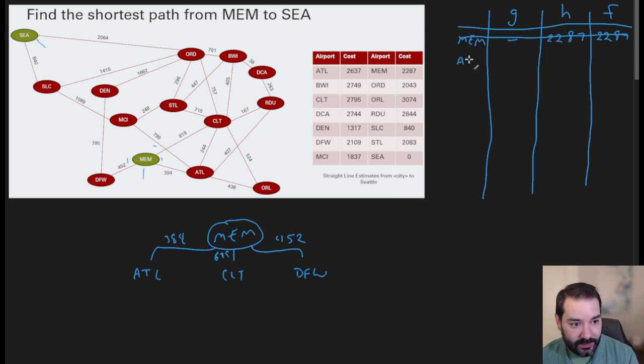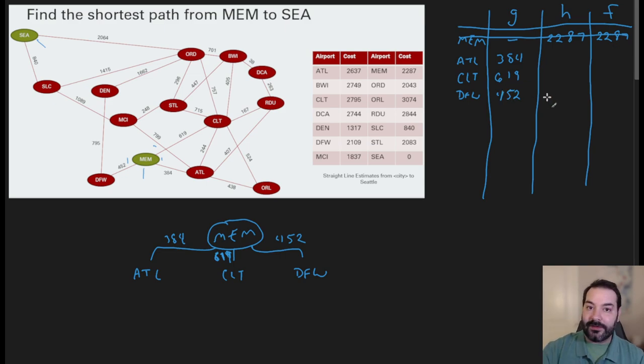I'm working through these as I go. This is actually one of the reasons why I have things written out, and you'll see in a second one of the little tricks I do. We've added all of these different pathways. I do like to include where I came from, but I don't have the space for it. So 384 is Charlotte, 619 is Atlanta, and Dallas-Fort Worth was 452. Okay, so that's our G.